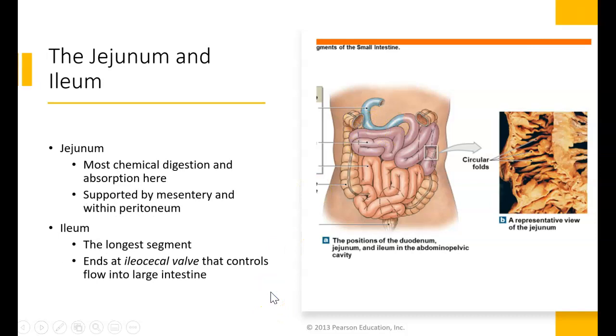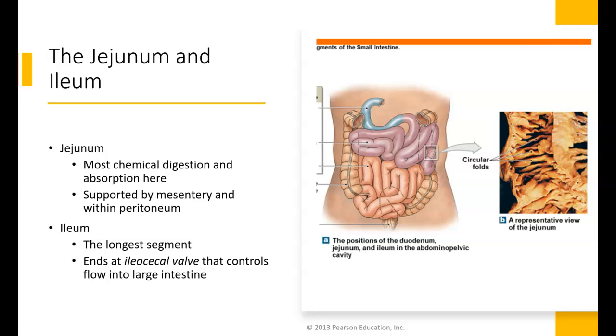Looking at the jejunum and the ilium, the jejunum is going to be this middle section. It's about 3 feet, and it runs from the duodenum to the ilium. Basically, jejunum means empty in Latin, and it was supposedly named by the ancient Greeks who noticed it was always empty at death.